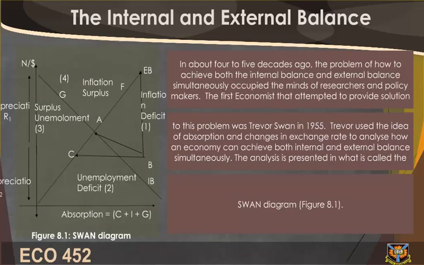About 4 to 5 decades ago, the problem of how to achieve both the internal balance and external balance simultaneously occupied the minds of researchers and policymakers. The first economist that attempted to provide a solution to this problem was Trevor Swan in 1955. Swan used the idea of absorption and changes in exchange rate to analyze how an economy can achieve both internal and external balance simultaneously. The analysis is presented in what is called the Swan diagram, figure 8.1.